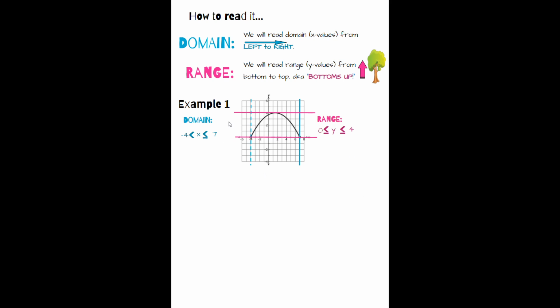So seeing it all together, usually this is what I will have on my papers. Whenever we're back in the classroom, I like to have a blue highlighter and a pink highlighter or yellow, whichever one we have. I like to use pink. So I'll have my blue lines here. And notice how this one's a dashed line. That's showing that it's not including that -4, but it is including the 7. And then you have that solid line at the 0 in pink and that solid line at the 4.